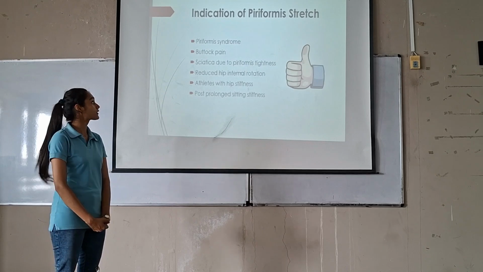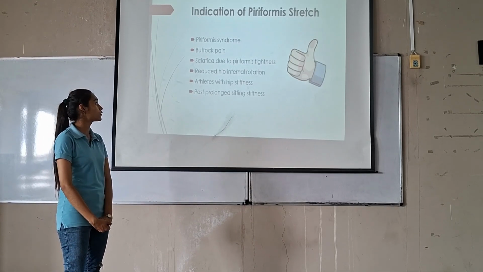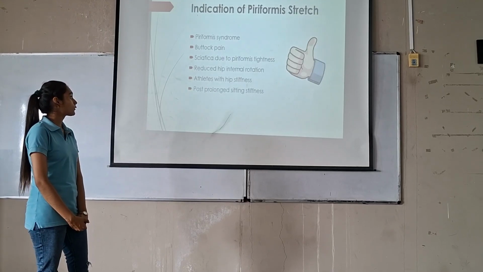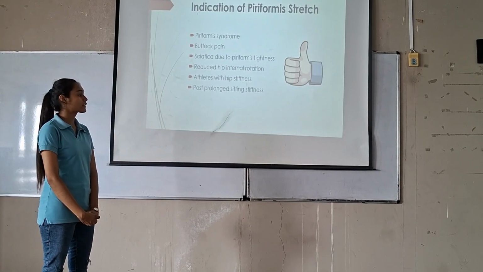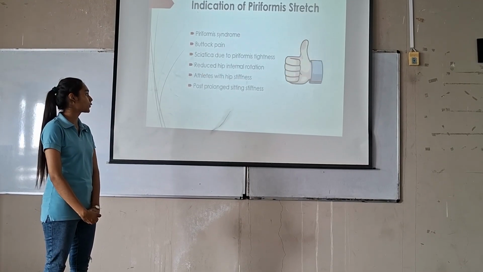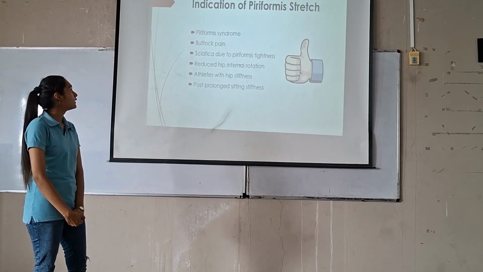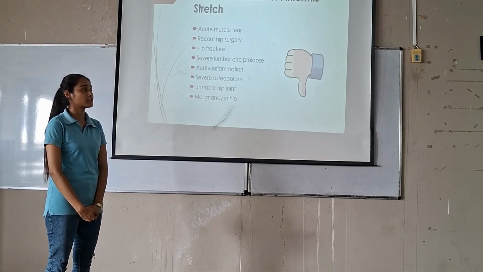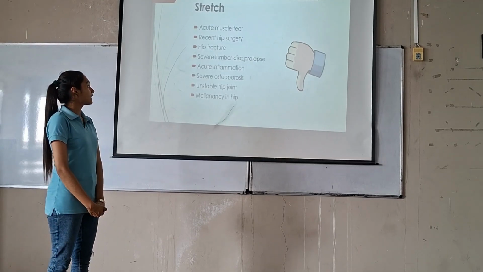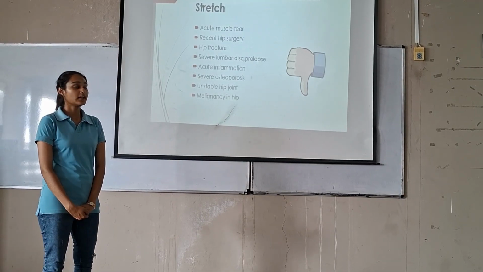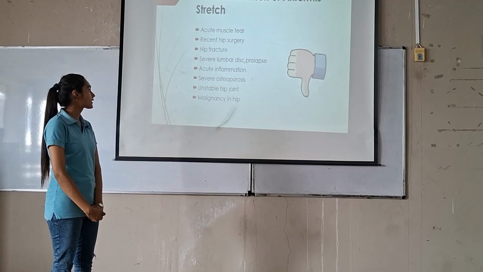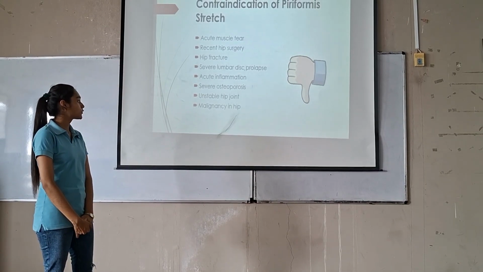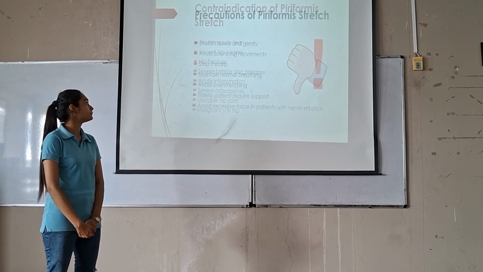Indications of piriformis stretch: piriformis syndrome, buttock pain, sciatica due to piriformis tightness, reduced hip internal rotation, athletes with hip stiffness, and post prolonged sitting stiffness. Contraindications of piriformis stretch: acute muscle tear, recent hip surgery, hip fracture, severe lumbar disc prolapse, acute inflammation, severe osteoporosis, unstable hip joint, and malignancy in the hip.